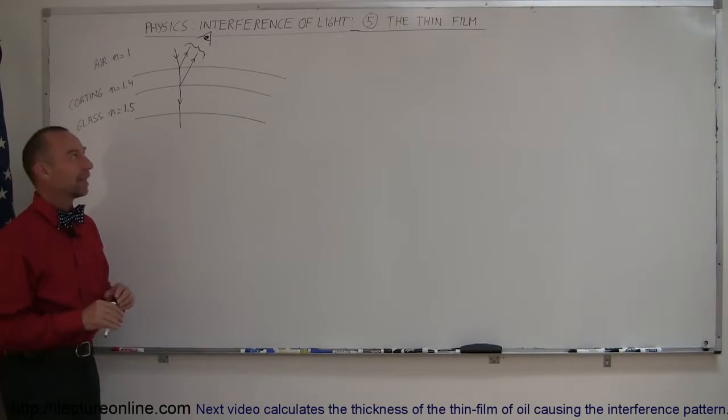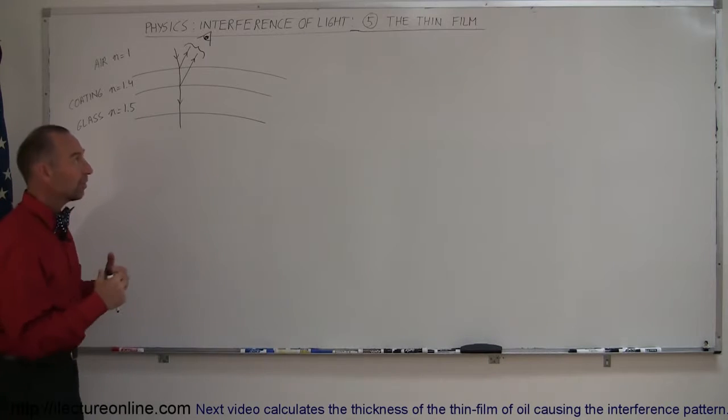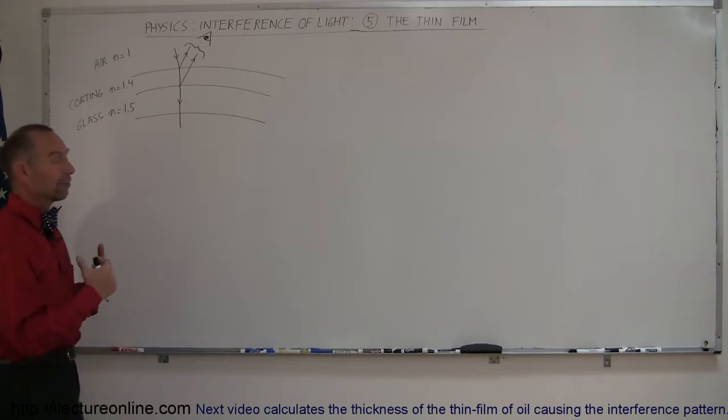Welcome to iLecture Online, and our next section, section 5, has to do with the thin film. And again, the thin film is a device, something that causes interference of light. And let me explain just a moment how that works.